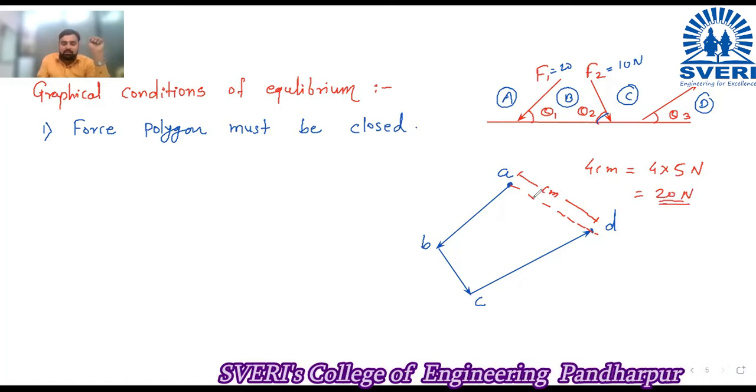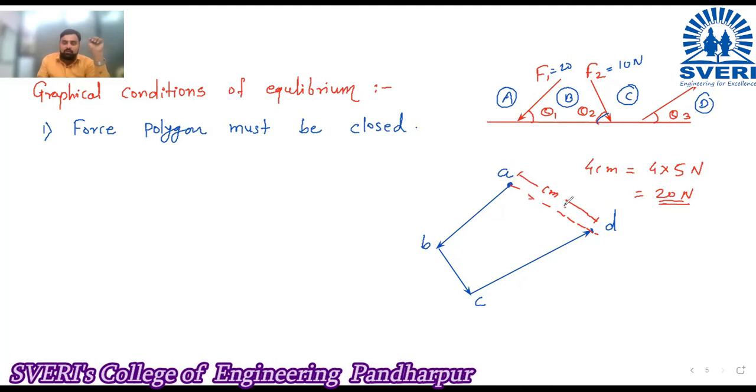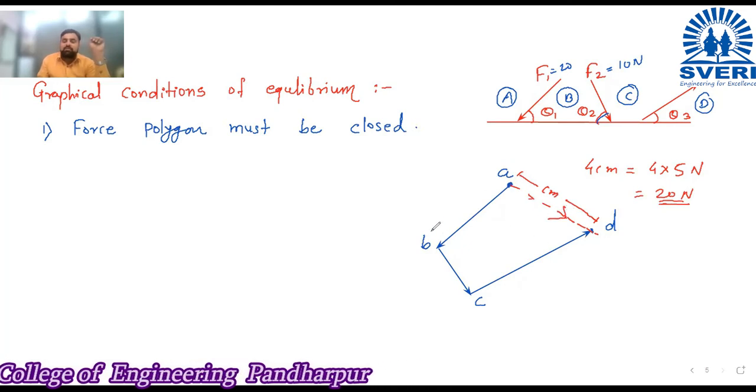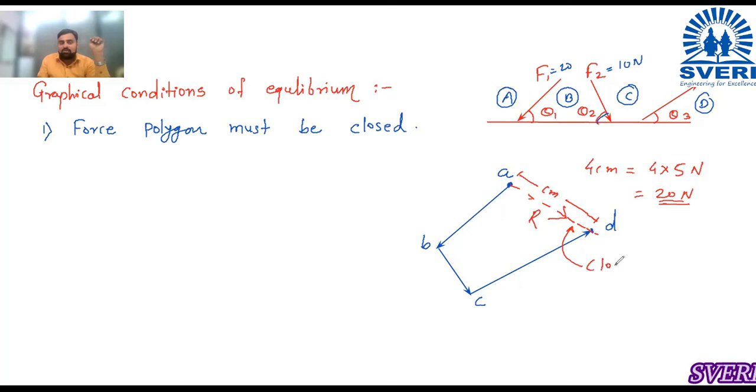And the direction of the resultant is opposite to the direction of the force. So it will be like this. This is the direction of the resultant. This will give me the resultant R. This line is called as the closing line.